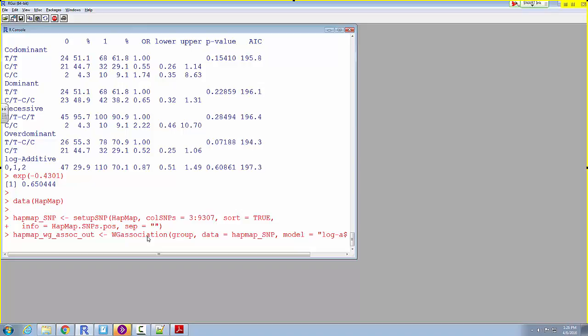I think we have about 9,000 SNPs. And what WG association does is the same thing as association, except it does it for all your SNPs at once. And then it gives you some nice looking output. Association is just logistic regression on a SNP. Think of WG, whole genome association, as calling association repeatedly for all of your SNPs. If we don't have time to run this one, I encourage you to run it and have a look at the output. We get a nice picture, for example.